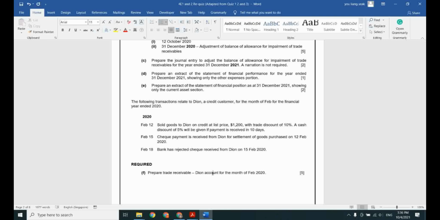But over here we are only interested in Dion's account, so the balance breakdown, if there's any, should be only 0. So let us read what happened during this month of February, because they say plan for the month of February only. So in this case, let's see. So goods to Dion on credit at list price $1,200.